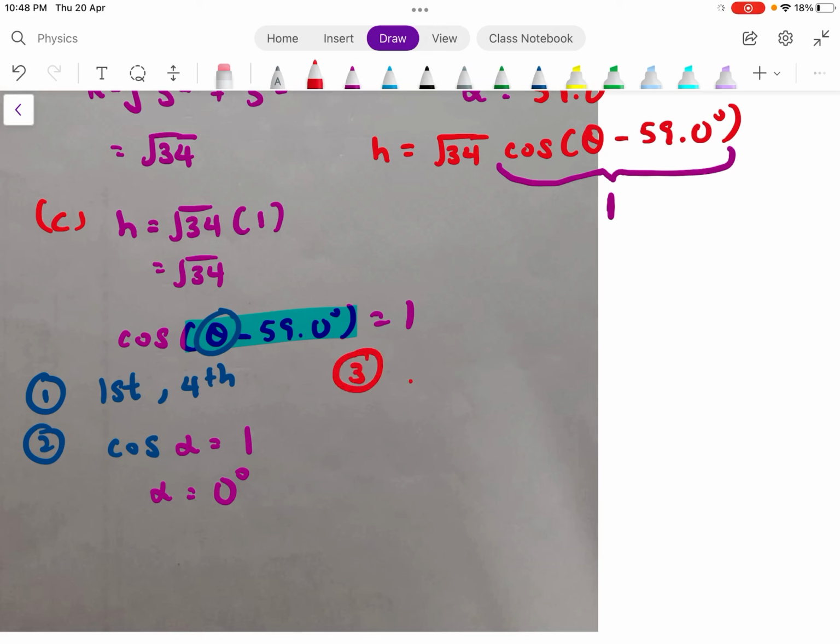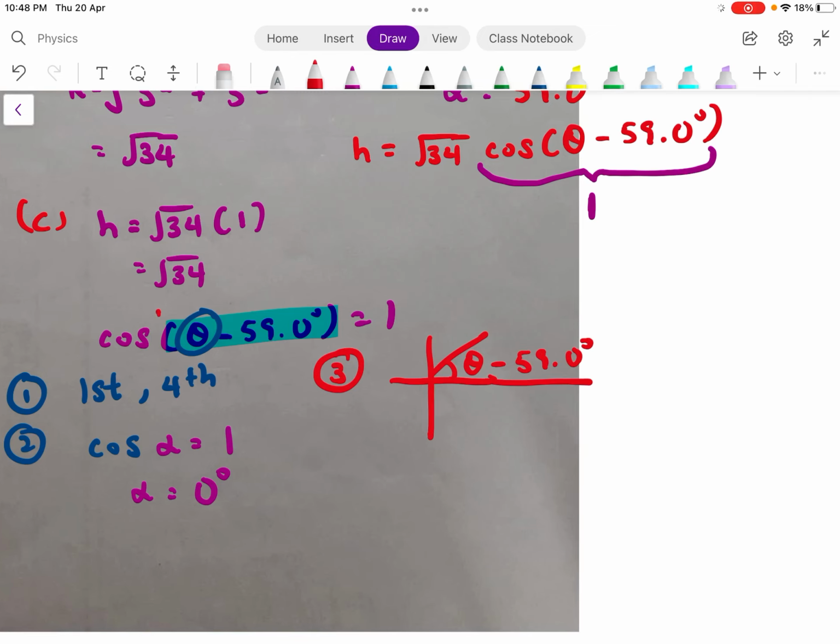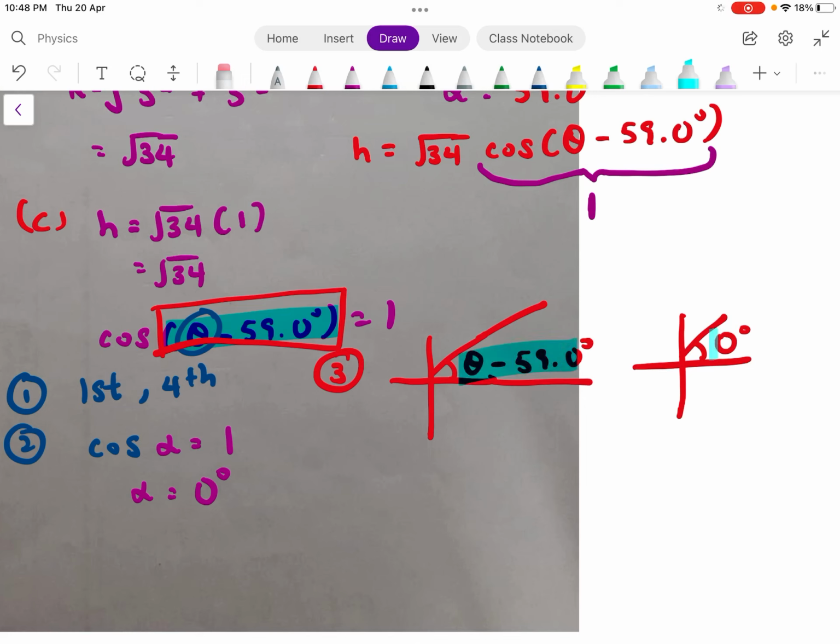Let's draw the first angle first. First is in the first quadrant. So it's actually theta minus 59.0 degree. Whatever you see here, you just copy and draw accordingly. After that, I draw the basic angle of 0 degree. So we know that theta minus 59 is equal to 0. If I solve for theta, theta minus 59.0 degree equal to 0, so theta will become 59.0 degree. So that is the first answer.